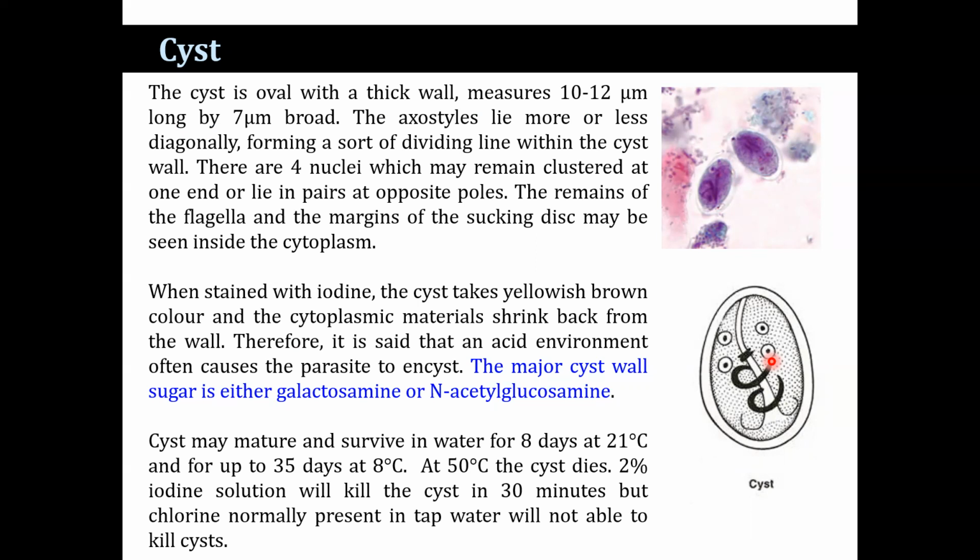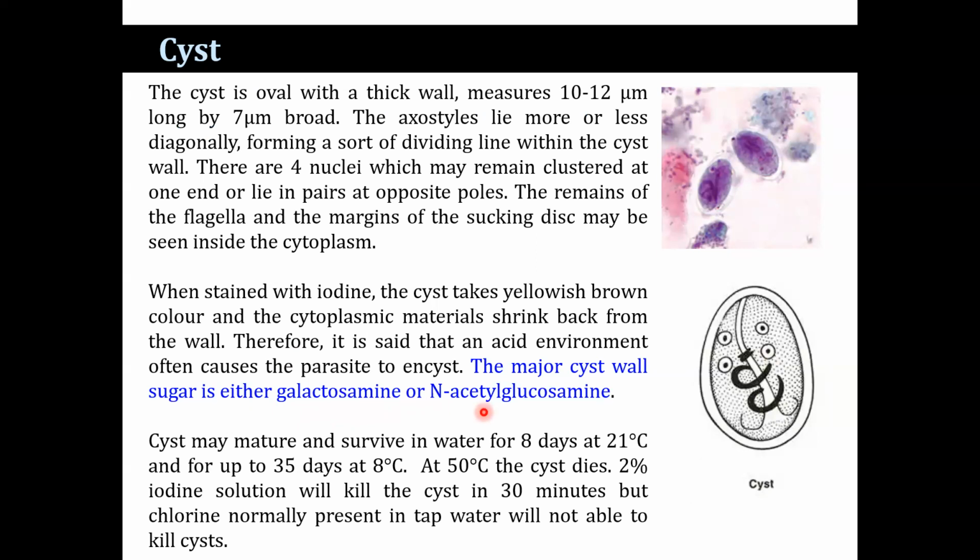When stained with iodine, the cyst takes a yellowish brown color and the cytoplasmic material shrinks back from the wall. Therefore, it is said that an acid environment often causes the parasite to encyst. The major cyst wall sugar is either galactosamine or N-acetyl glucosamine.